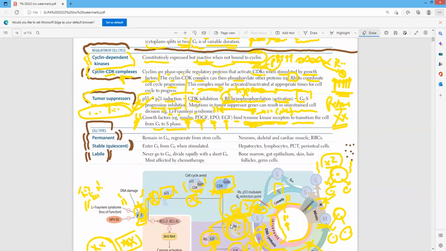Okay, here we want to see the cell types from the point of view of G0 and G1, or the division. Okay, I will explain that in a moment.